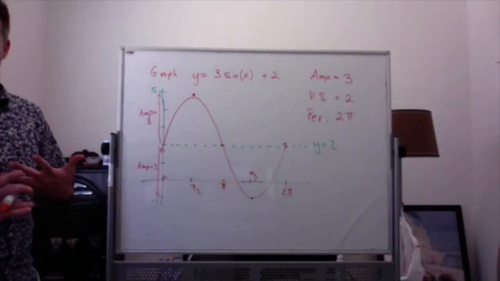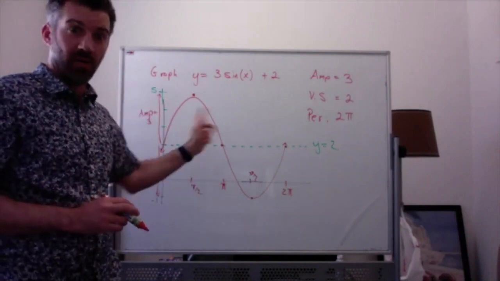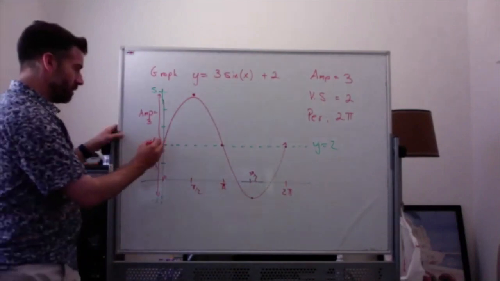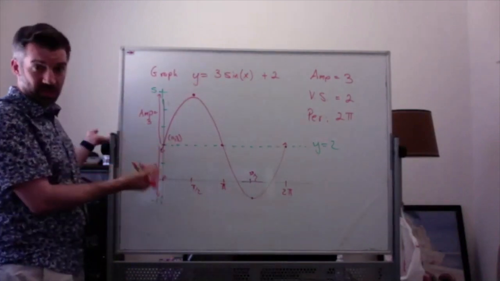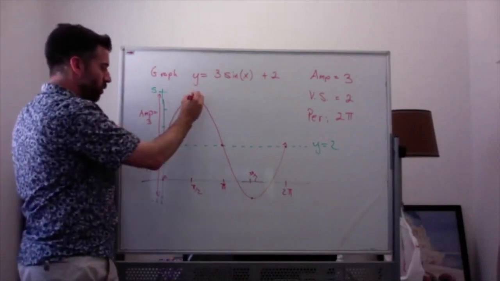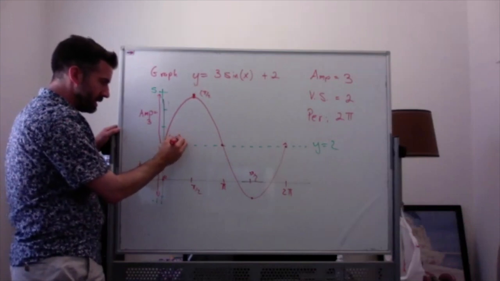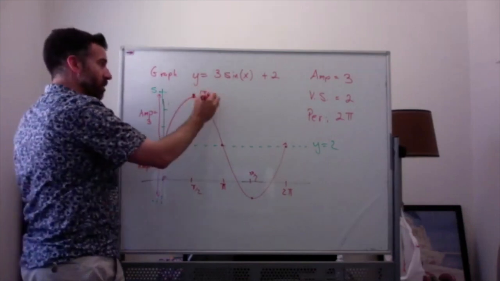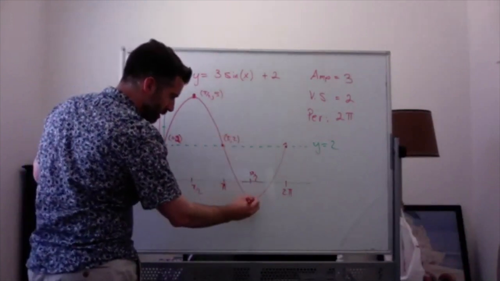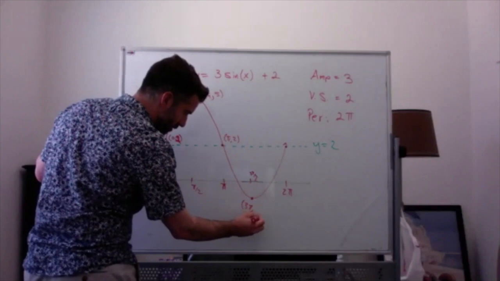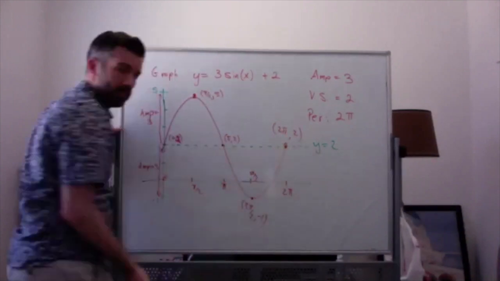The only points that I really care about you telling me that you know are on this graph are those 5 points. I don't even think you need to really write them out, I'm just showing you them. This point here at 0, 2. This point here at pi over 2, 5. This point here at pi, 2. This point here at 3 pi over 2, -1. And this last point at 2 pi, 2.